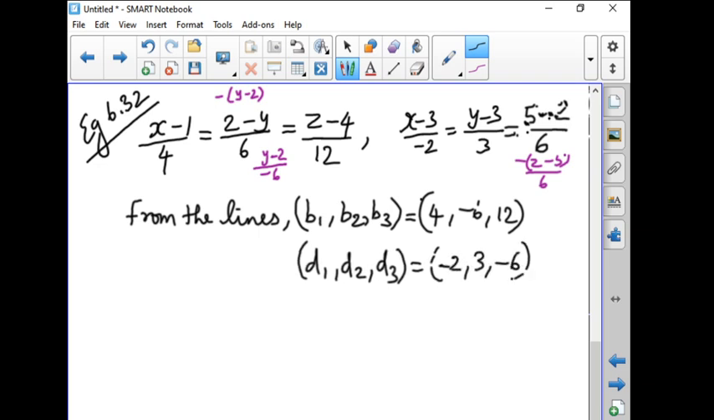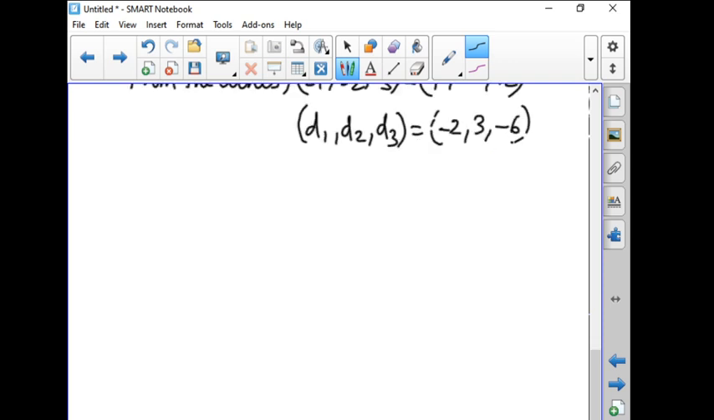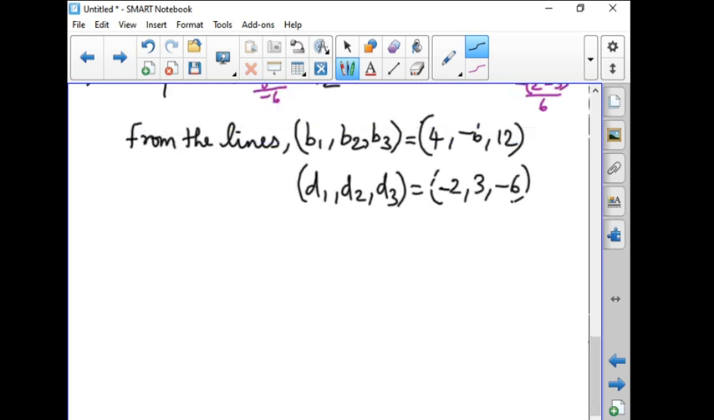You have to bring the minus into the denominator. So minus 2, 3, minus 6. Now the two lines are parallel. How can you check whether they are parallel? B1 by D1. What is B1 by D1? B1 by D1 is equal to 4 by minus 2, that is equal to minus 2.